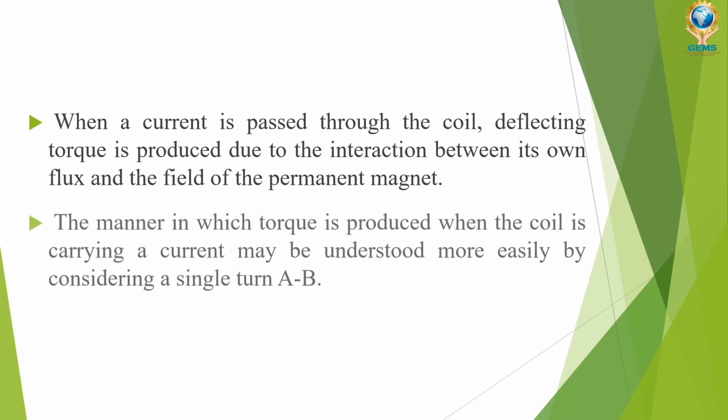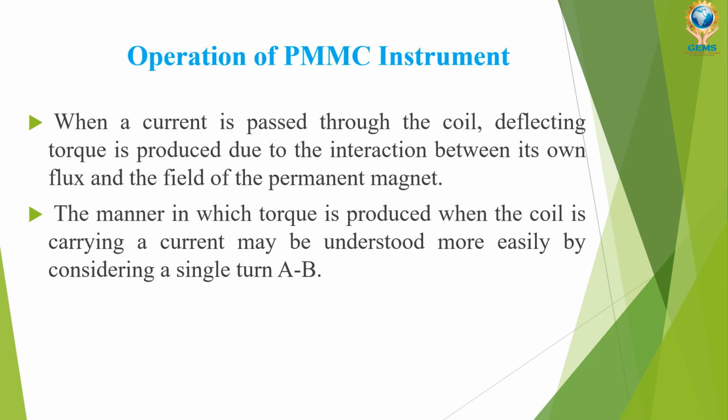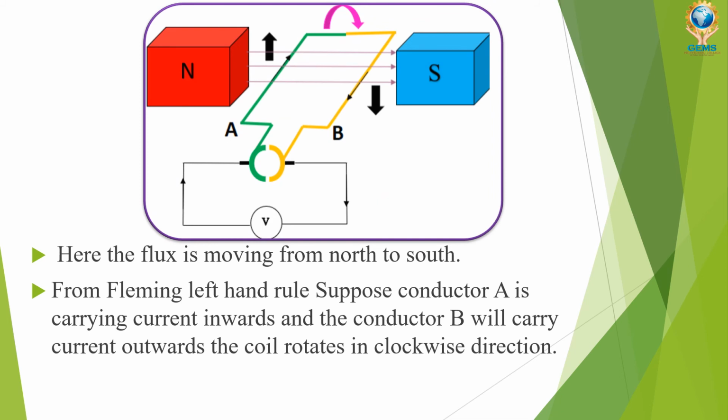Next, the manner in which torque is produced when the coil is carrying a current may be understood more easily by considering a single turn AB. Here I'll show you one diagram. Here you can see this flux is flowing from north to south.